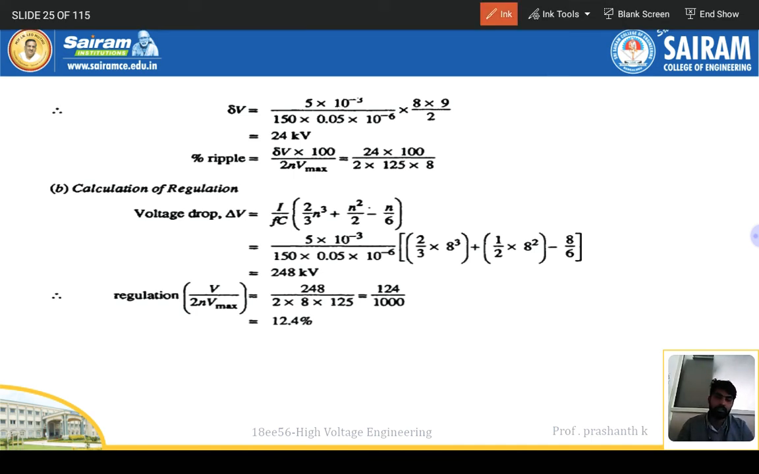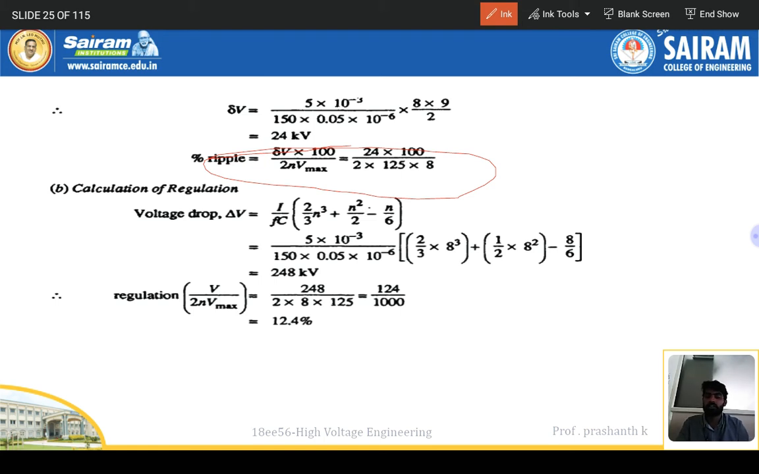Delta V is I by fC into n into n plus 1 by 2. So finally we'll get 24 kilovolts, and percentage ripple is given by this formula, delta V into 100 divided by 2 n V max, where n is 8, V max is 125, and delta V is 24. I just substituted, and finally we get the value of the percentage ripple.